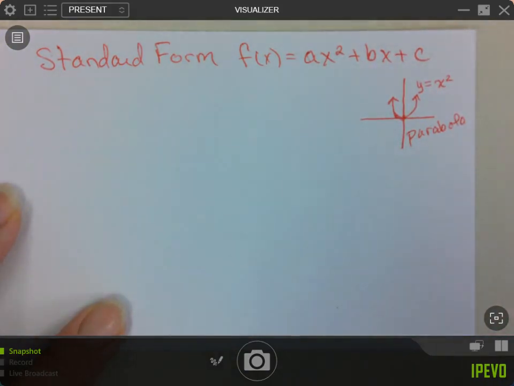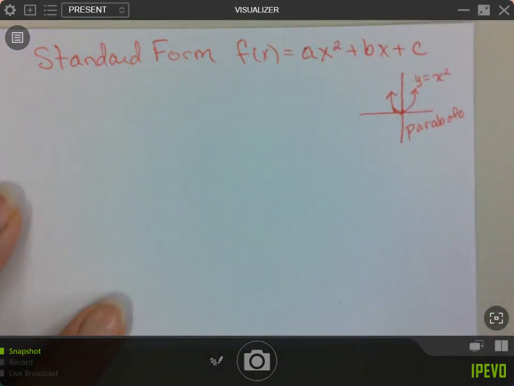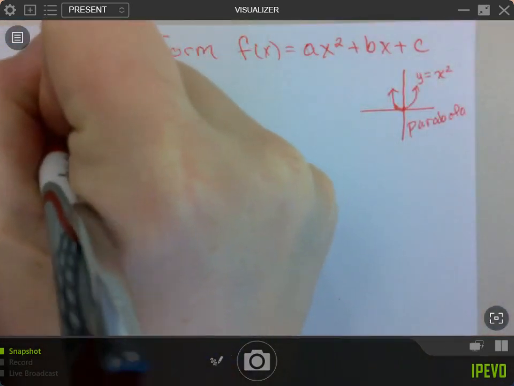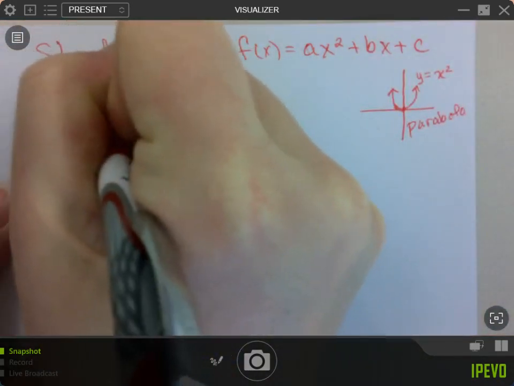All right, in standard form, I can't just look at this and know everything. So how do I find my vertex? Obviously, I can't find the vertex because this is generic, but how would I find the vertex? What do I do in standard form? I find the axis of symmetry. That helps me find the vertex, but how do you find the axis of symmetry?